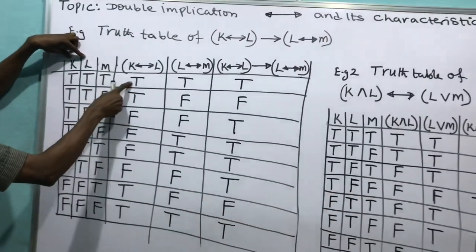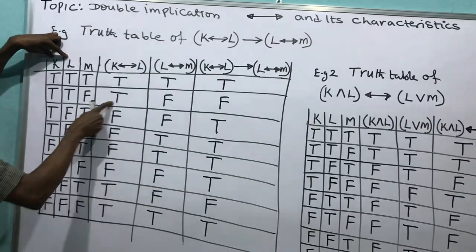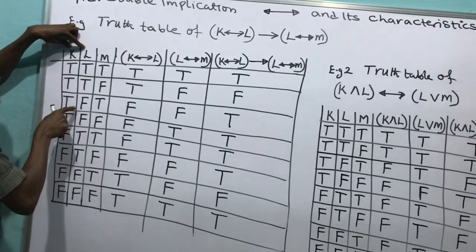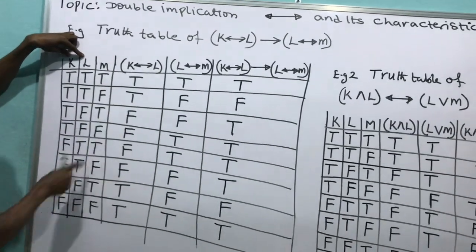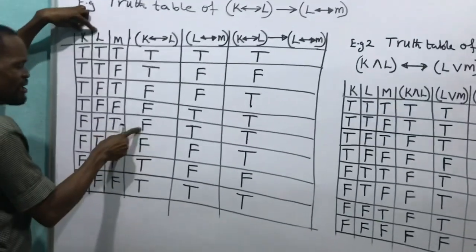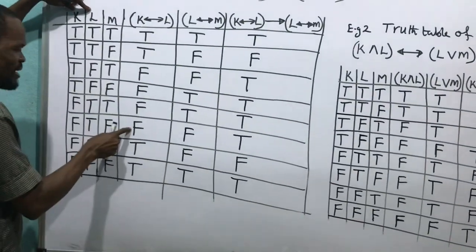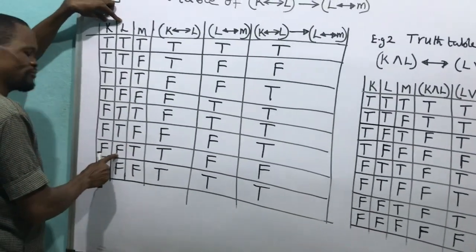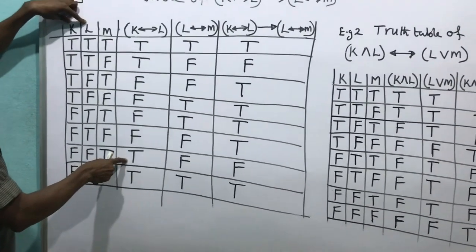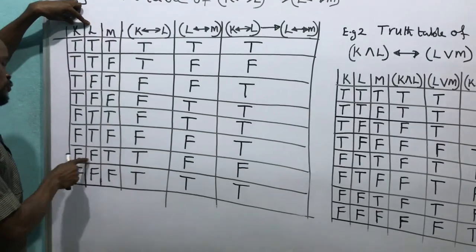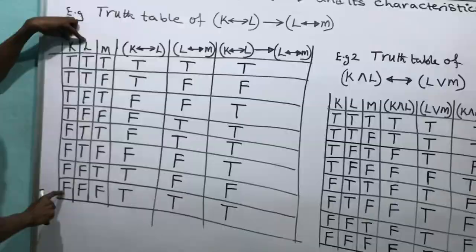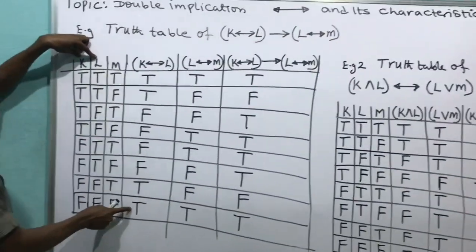T times T will give me T. T times F will give me F. What does it mean? 1 times 0 will give me 0, which is F. T times F will give me F as well. F times T will give me F. F times F, he said no, he's not going to write F. Rather, he will write true. That means he changes false-false to be true. Have you seen how I put true here?